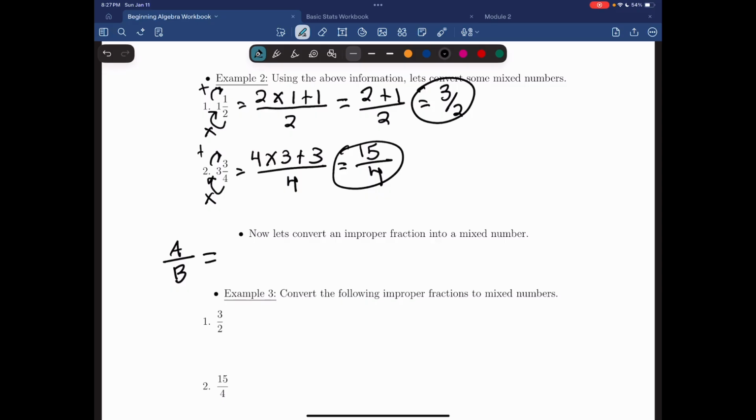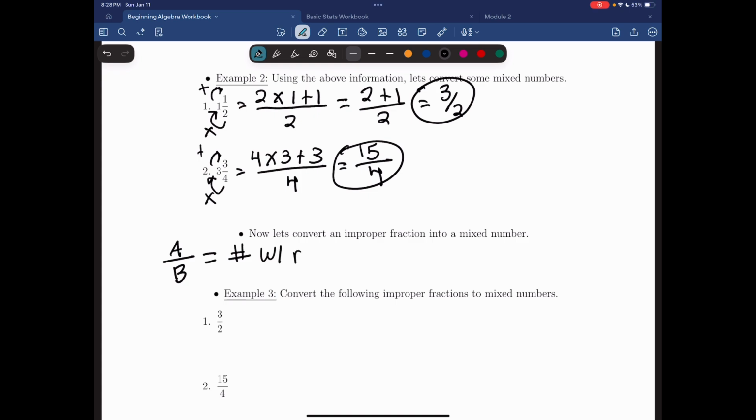Now we have to ask ourselves, how many groups of b, or how many times can we multiply b until we get to a? A lot of times, you're not going to get a full number. You're going to get a decimal. So how many times can we multiply b before we go past a is the question you want to ask yourself. So you're going to get some whole number, and then you're going to get a remainder.